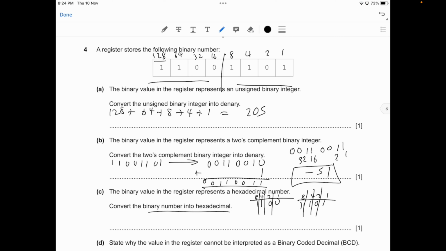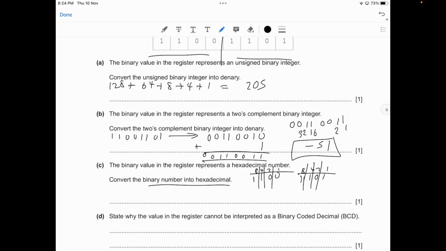This is going to be 1 here, and this is 1 here as well. And we just add everything with 1 at the bottom. So we have 8 plus 4, this is going to become 12. 8 plus 4 plus 1, this is going to become 13.